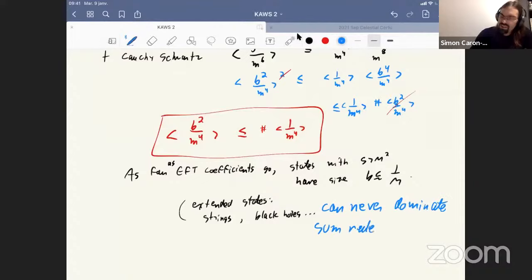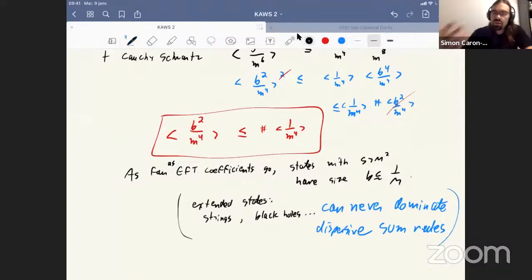So all of these extended states that you worry about are lying there. They exist in the high energy regime of these theories. They never dominate dispersive sum rules. And that's a consequence of crossing symmetry in the infrared. That's the first lesson we obtain here.